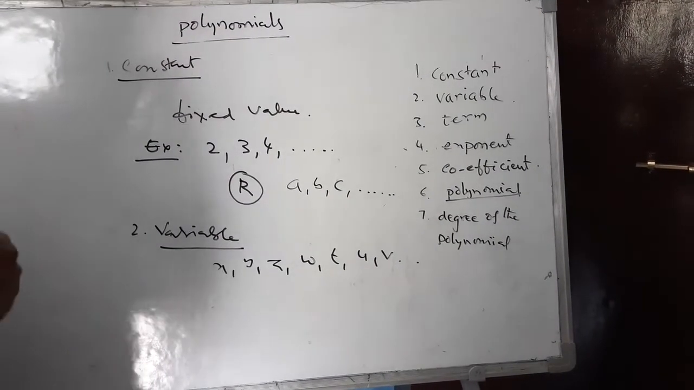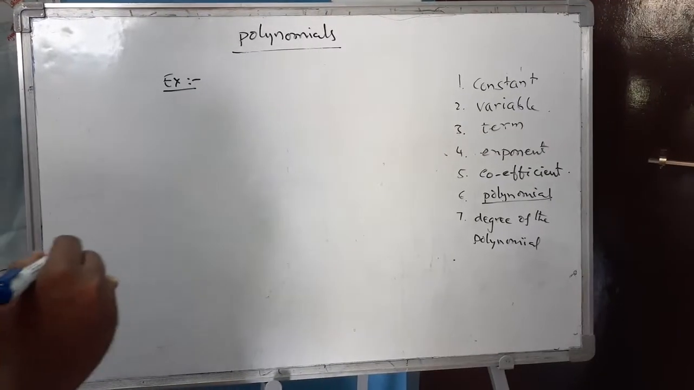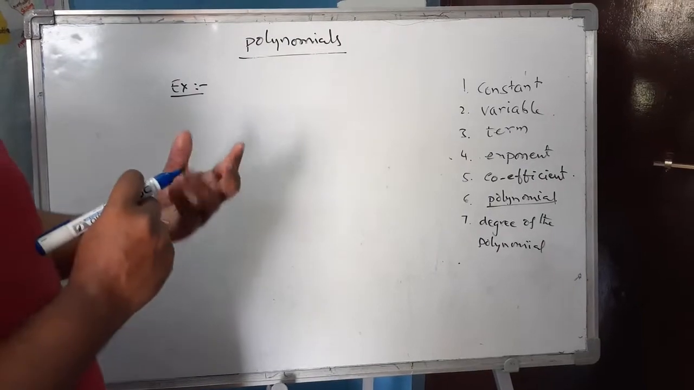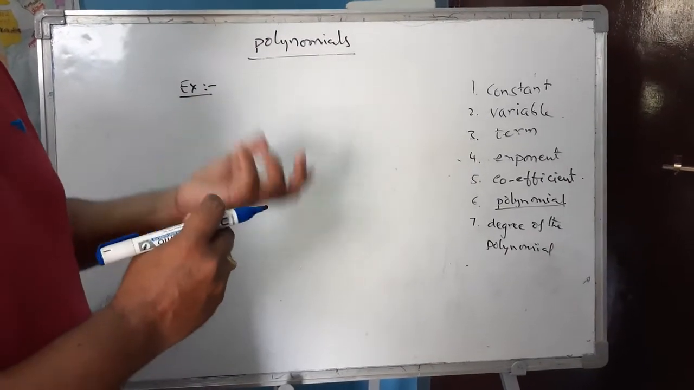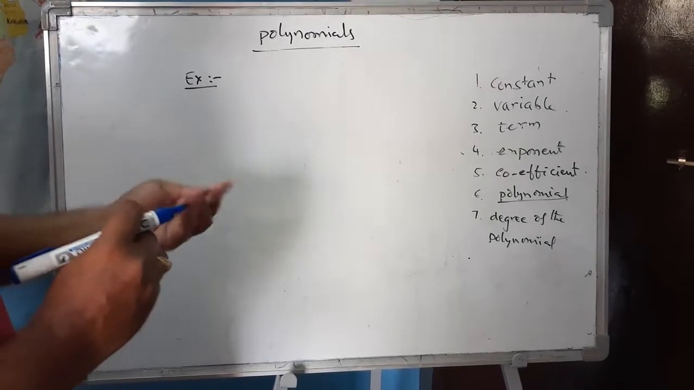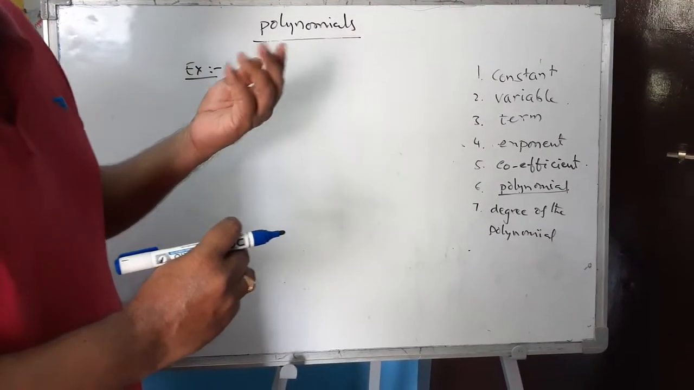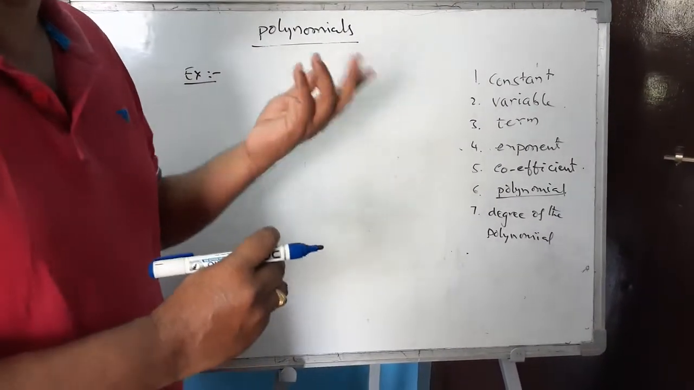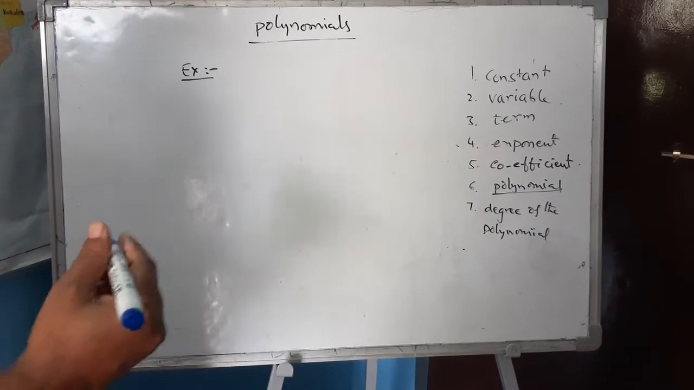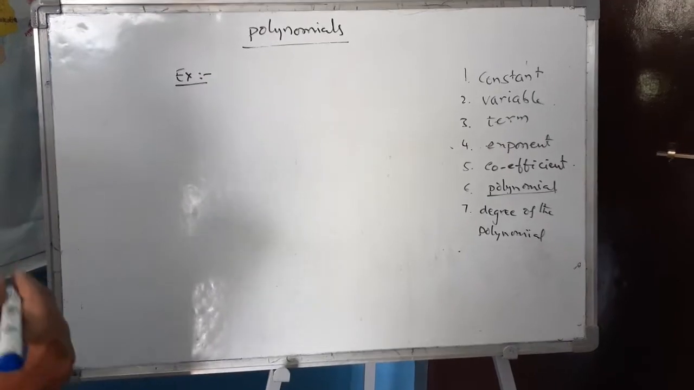And the examples for the variable: the price of the gold. The price of the gold, in day to day life, it will change. Not only gold, the variables are also the price of the rice, the price of the sugar, the price of the pen, and so on. These are the examples.